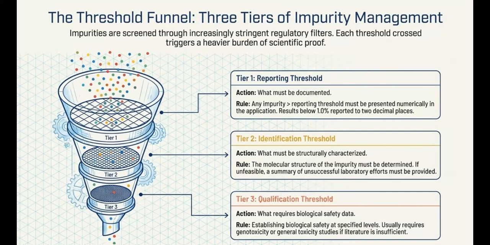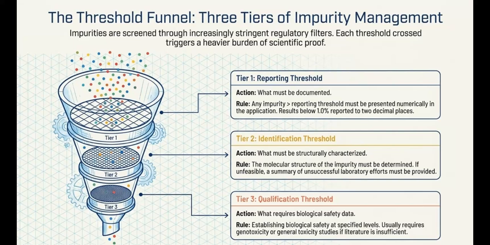Identification threshold, if the impurity exceeds this level, the manufacturer must structurally identify the impurity, that is, determine what the chemical entity actually is. For less than or equal to 2g per day, 0.15% or 1 mg per day. For greater than 2g per day, 0.05%.